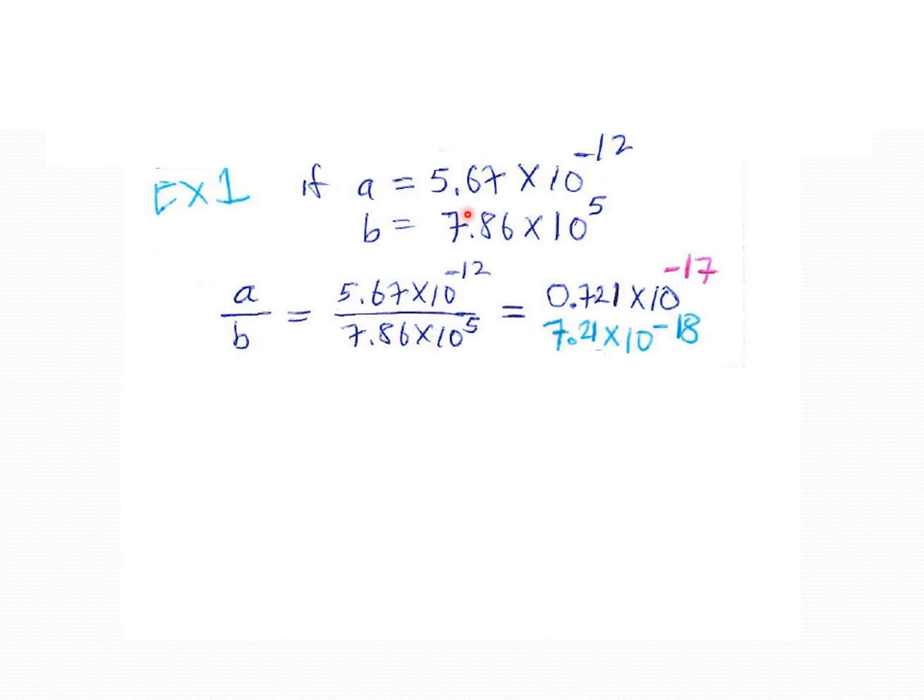So A 5.67 by 10 to the minus 12. B 7.86 by 10 to the 5. A divided by B. So we divide the coefficient bits, the numbers in front of the 10 to the powers. So 5.67 divided by 7.86, and that gives us 0.721, and then it's 10 to the minus 12 divided by 10 to the 5. So again, it's minus 12 minus 5. So that gives us 10 to the minus 17. So 0.721 by 10 to the minus 17.